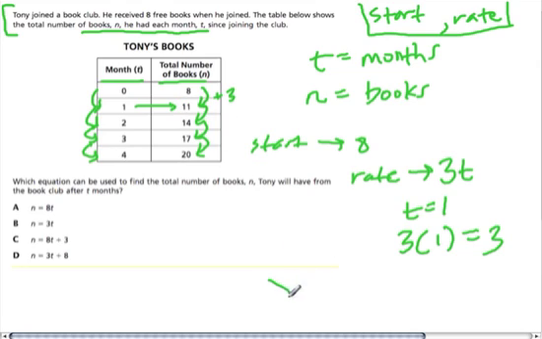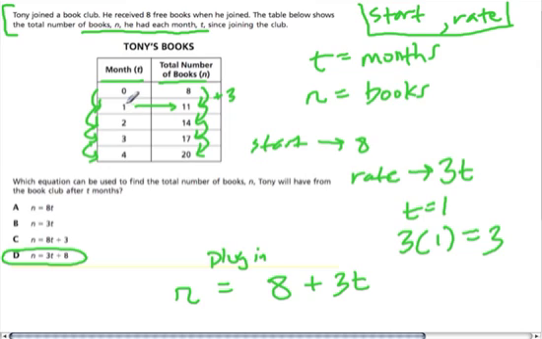So our equation would be the 8 books we start with, and then we add 3 times the number of months that have passed. And that will tell you the total number of books. And our equation's already here in D, N equals 3T plus 8. And to check it out, we can plug it in by picking a number of months and see if that gives us the number of books we need. I'm going to choose 1 month as an example.